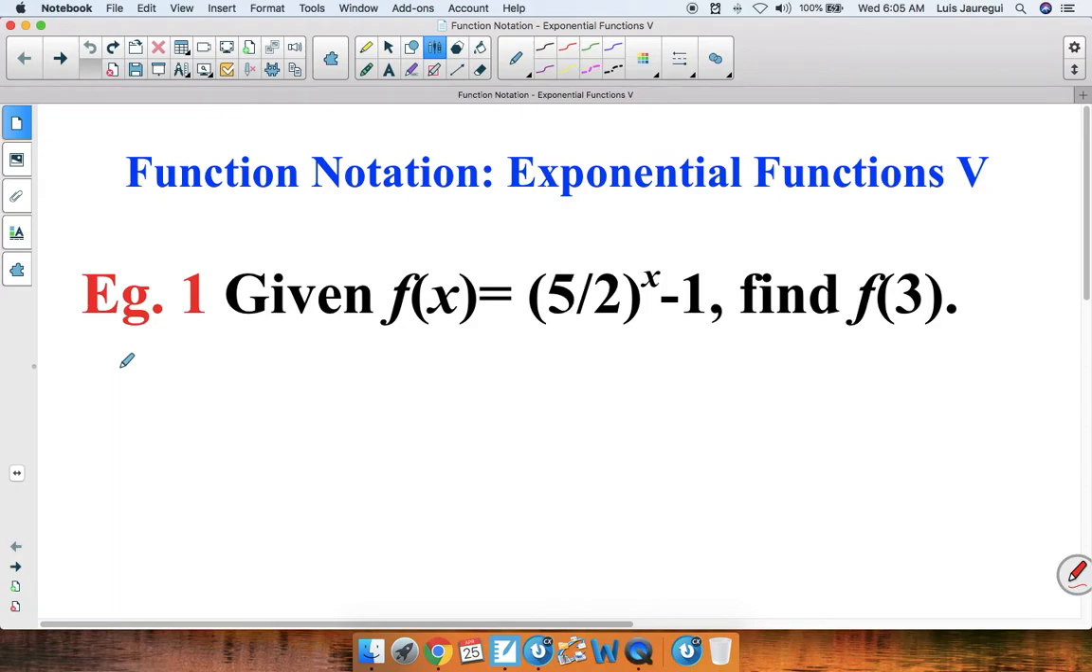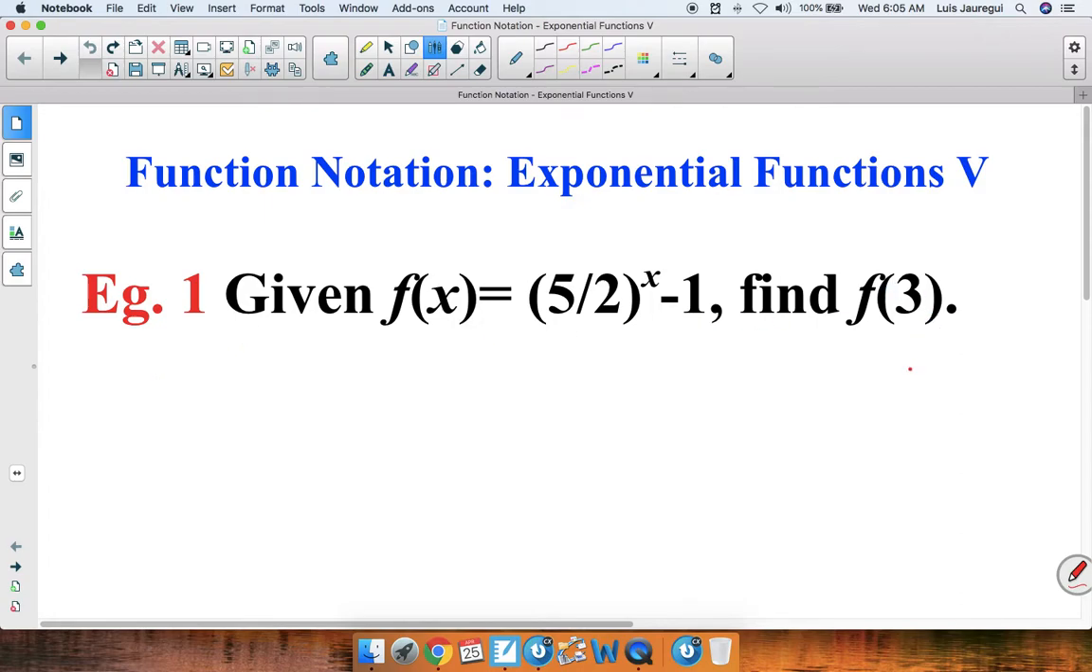Welcome. In this particular video, we'll be analyzing function notation with exponential functions part 5. Let's take a look at our first example. Example 1. Given f of x is equal to (5/2) to the x minus 1, find f of 3.